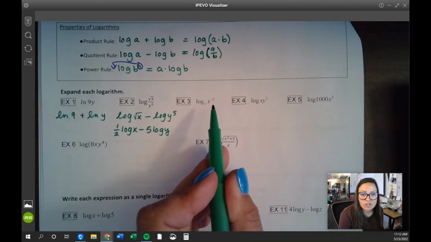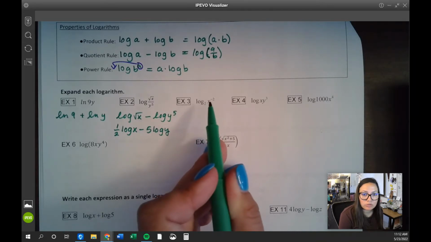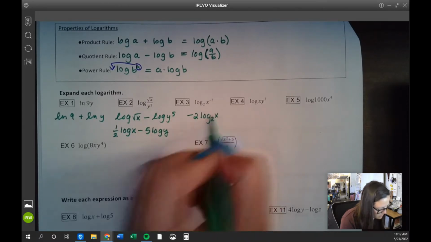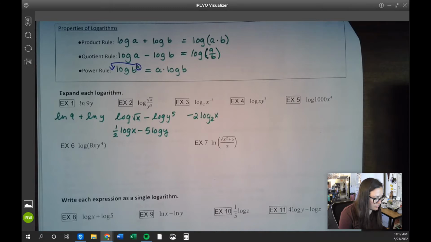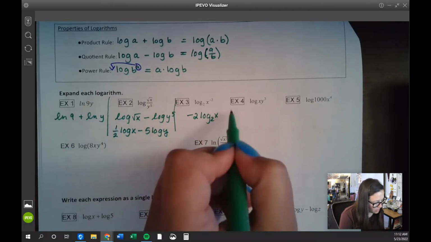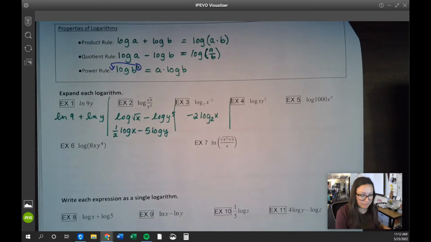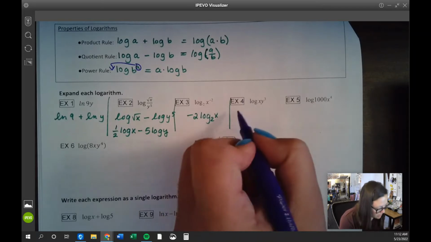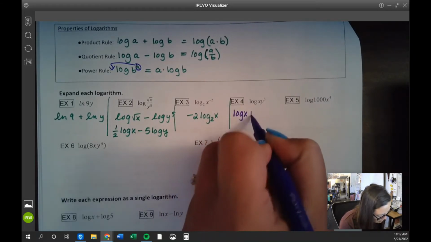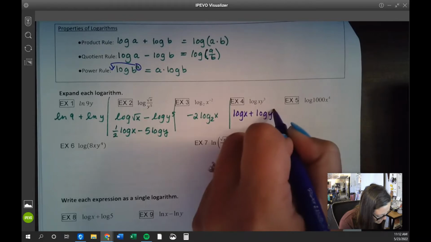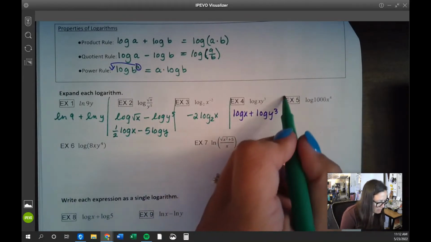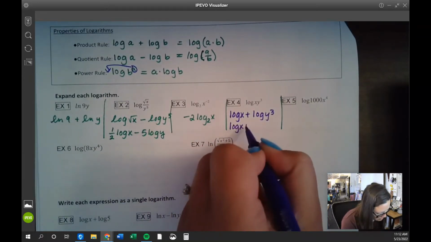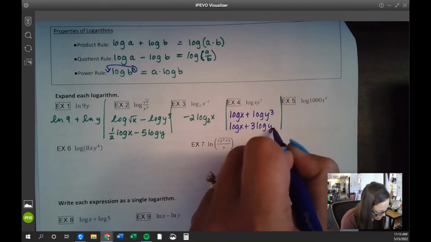Okay, example 3 is just putting the power rule into practice. I can write that as -2 log base 2 of x. Should have done these in alternating colors. I suppose it's not too late. I'll do this one in purple. Okay, this is a product, log of x times y cubed. So this is going to become log of x plus log of y cubed. But I can keep going because this is the log of a power. So this is log x plus 3 log y.